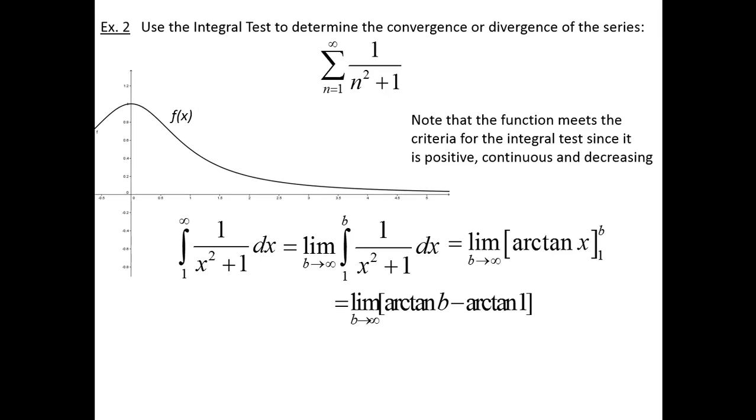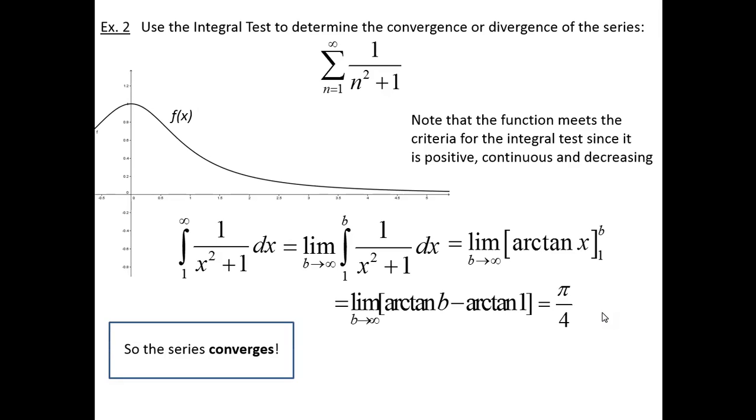As b goes to infinity, arctan has a horizontal asymptote at y equals pi over 2. The limit for this is pi over 4, because arctan of b goes to pi over 2, minus arctan of 1, which is pi over 4. So pi over 2 minus pi over 4, we get pi over 4. So since the improper integral converged, that means our series also converges by the integral test.